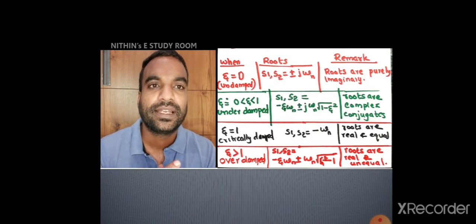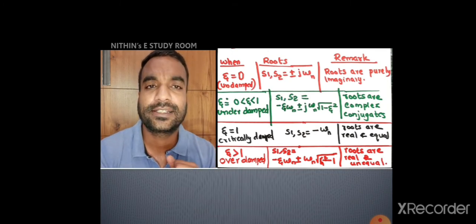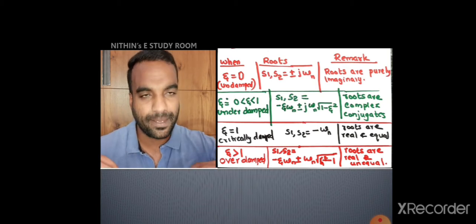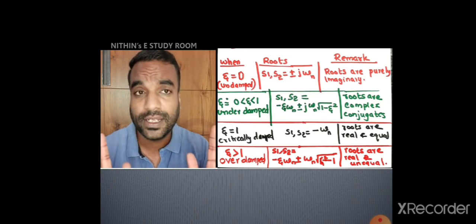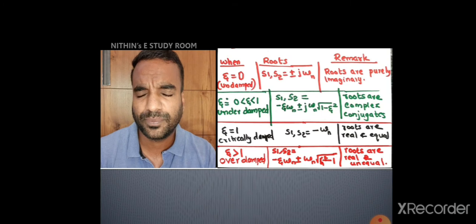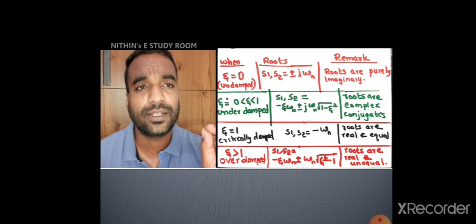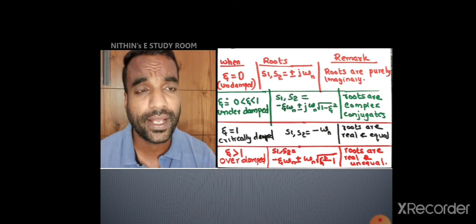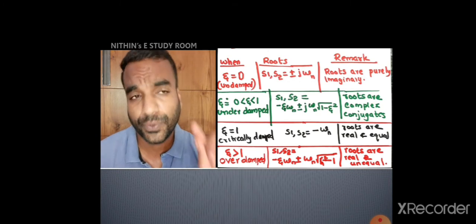Okay. Next, eta lies between 0 and 1, greater than 0 and less than 1. Such a system is known as underdamped. We are providing some damping, and the damping is not equal to 1. So, the eta value will be somewhat 0.25, 0.5, like that. You substitute such a value for eta, then you will get minus eta omega n plus or minus j omega n root 1 minus eta square. The derivation is there in the 14th lecture. If you are having doubt, you can refer that.